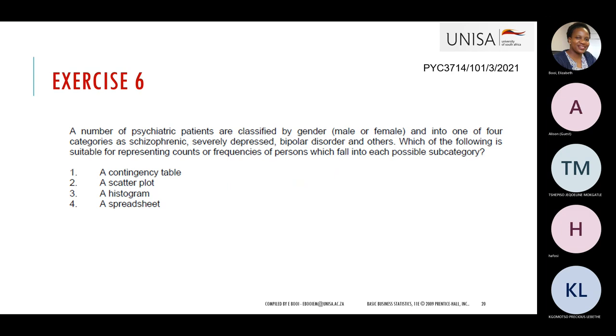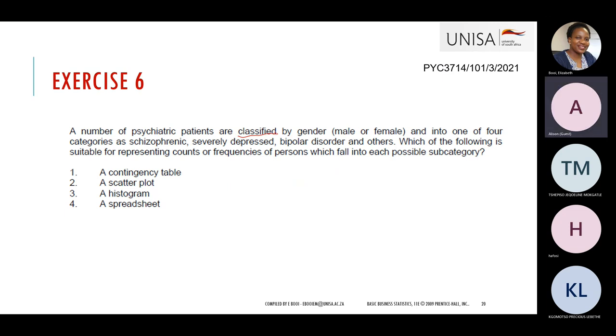Number six. A number of psychiatric patients are classified by gender and into four categories as schizophrenic, severely depressed, bipolar, and others. As you can see, there is your classified, right? Which of the following is suitable for representing counts of frequency of a person which falls into each possible category? One, the contingency table? Can we use this information to create a contingency table? Or can we create a scatter plot? Or can we create a histogram? Or can we create a spreadsheet? Think about what we discussed today.